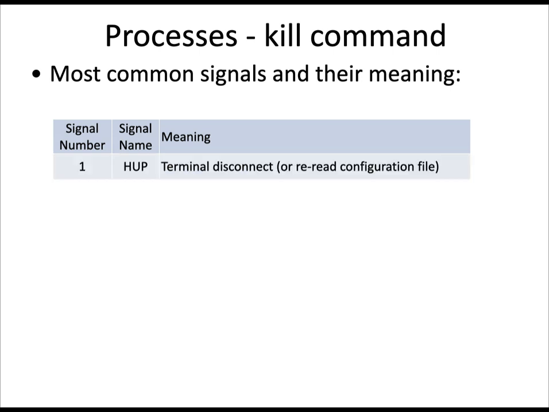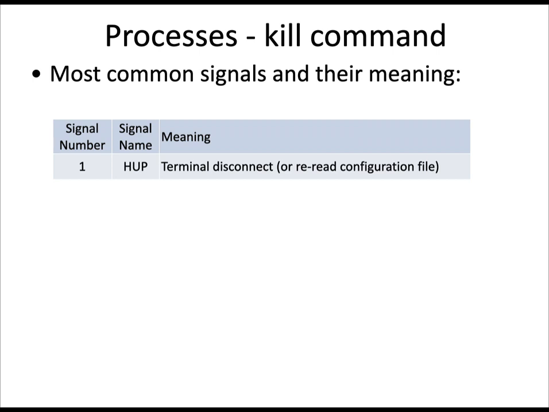Now, a signal of 1 is a HUP or a hang-up, and that is the signal that is sent to a process under normal operations originally when their terminal disconnected for some reason. These days, for a lot of processes, it means I changed the configuration file. I want you to continue running, but read your new configuration and start using that new configuration.